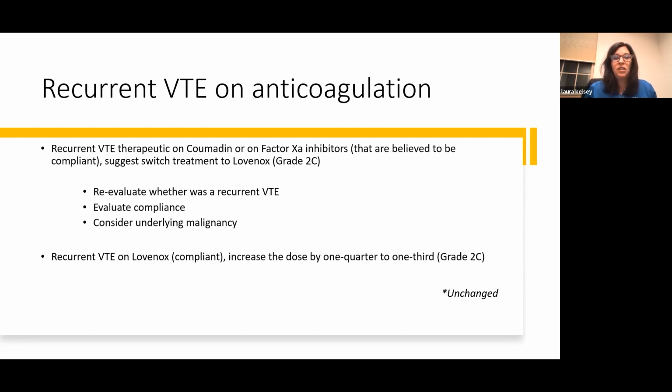The current recommendation is, reevaluate whether it really was recurrent, evaluate the compliance, consider another driver, another force behind that, so an underlying malignancy. These are patients that I'll automatically refer to hematology. And if they have recurrent VTE, you should switch them to Lovenox. If you switch them to Lovenox and they're compliant and they're still clotting, then you're supposed to increase the dose by 1/4 to 1/3.